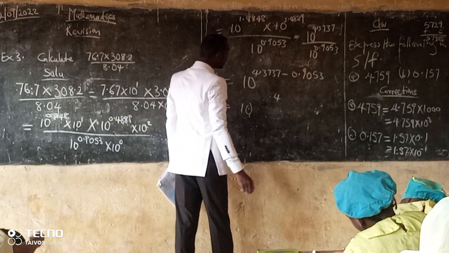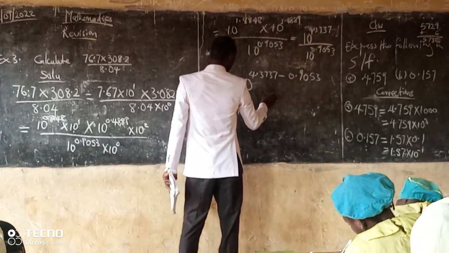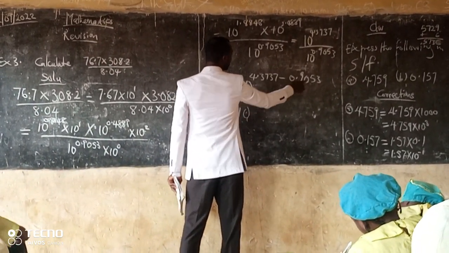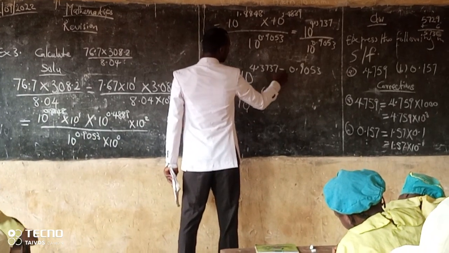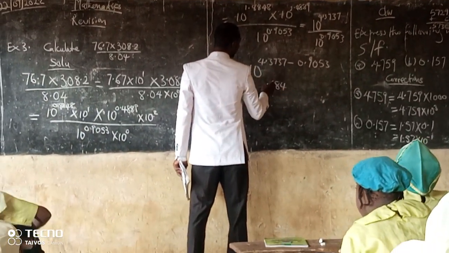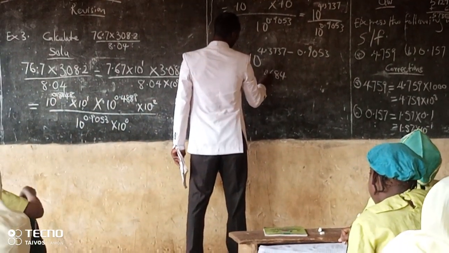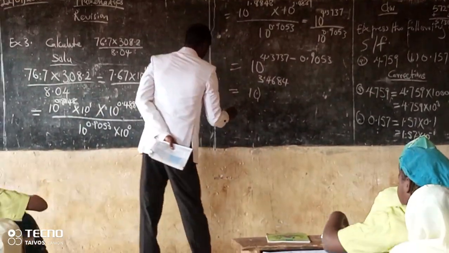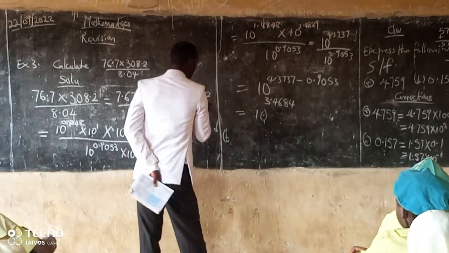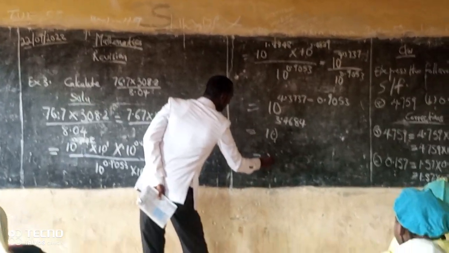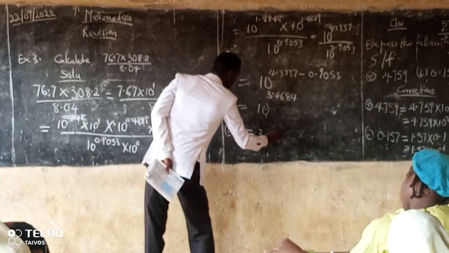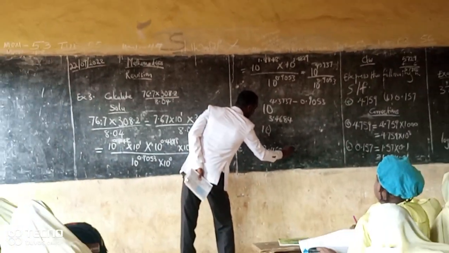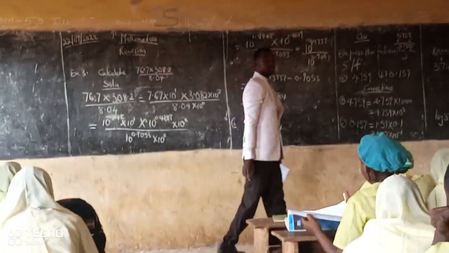3 minus this is not possible. That's 30 minus 5, 8. 6 minus 0, 6. 3 minus 9 is not possible. What? 30 minus 9, 4. 4. 3 minus 0, 3. Then therefore, the log of everything here will be equivalent to 3.4684. Any question on this?